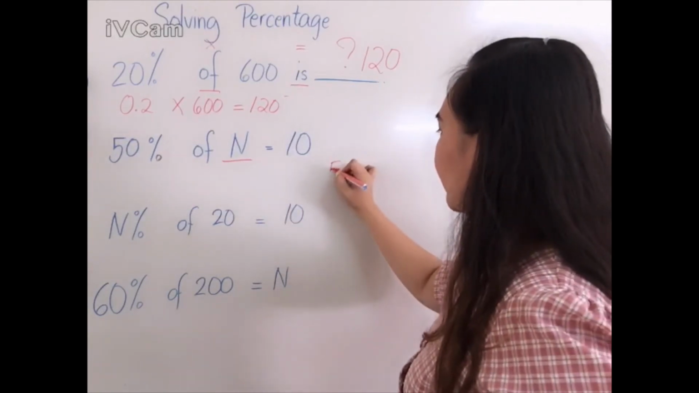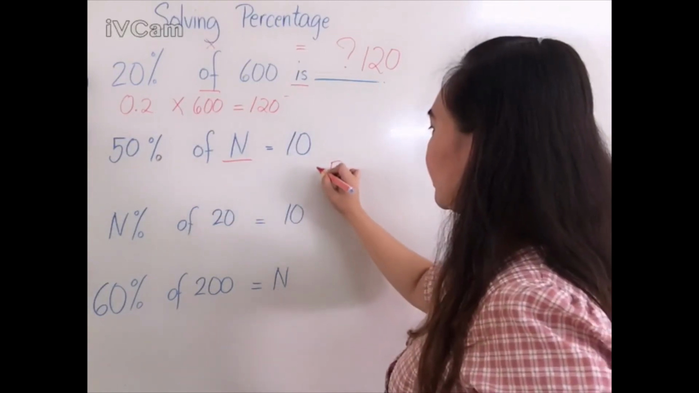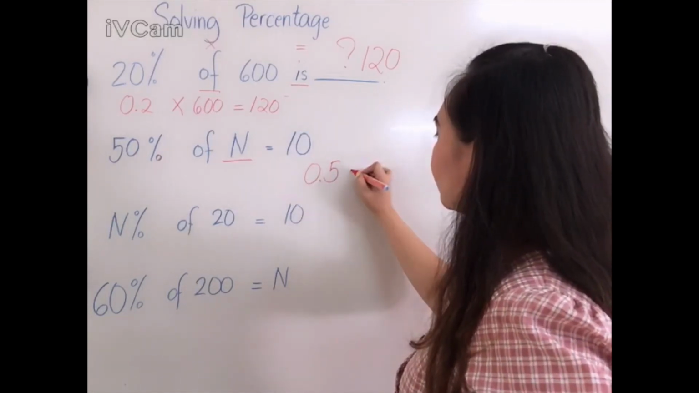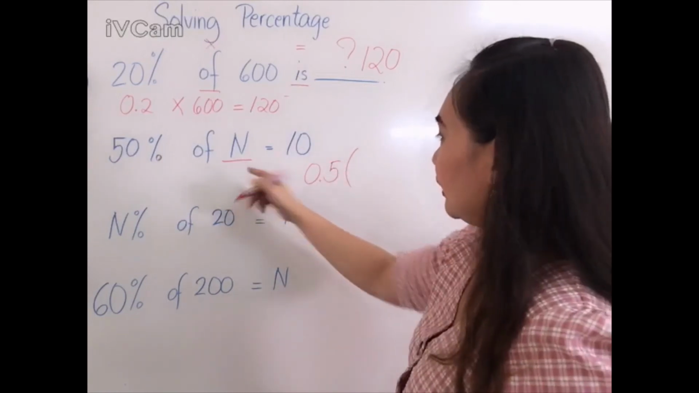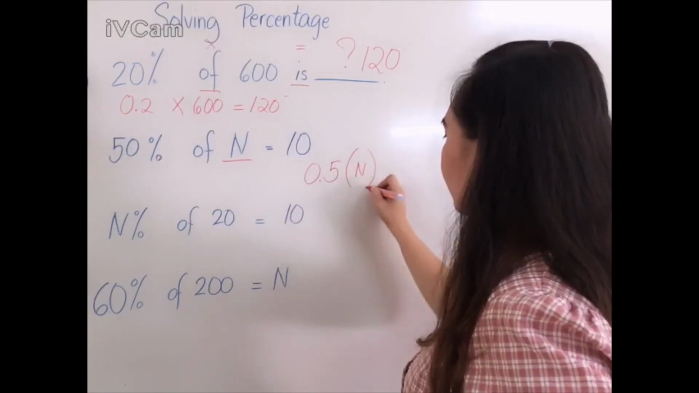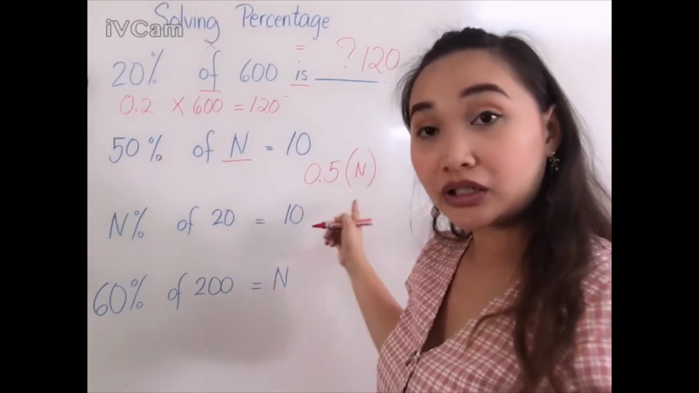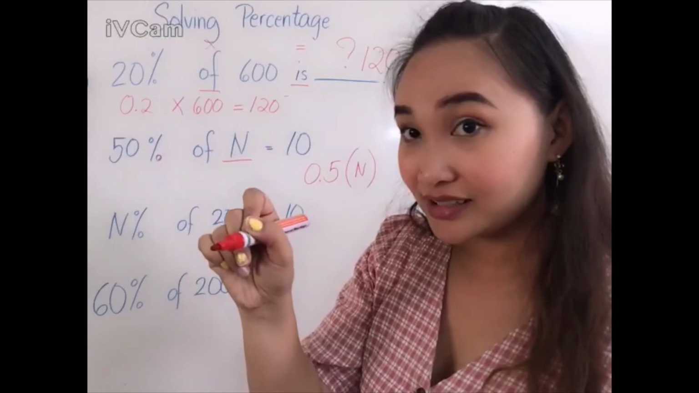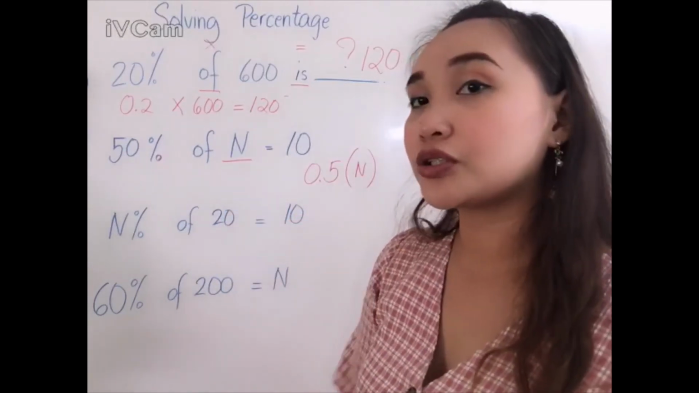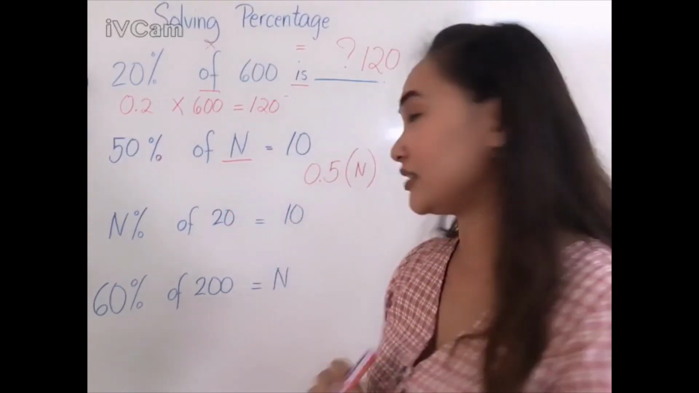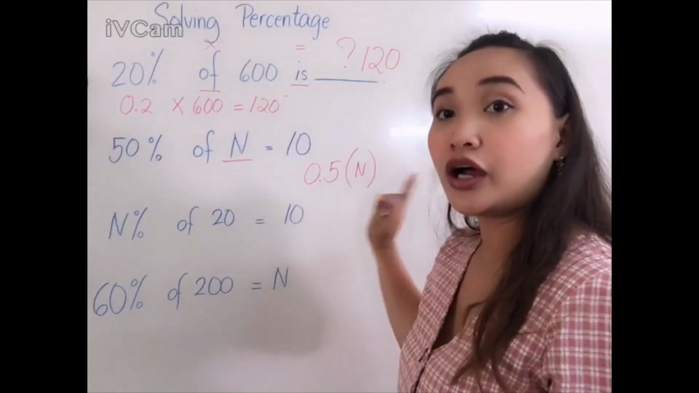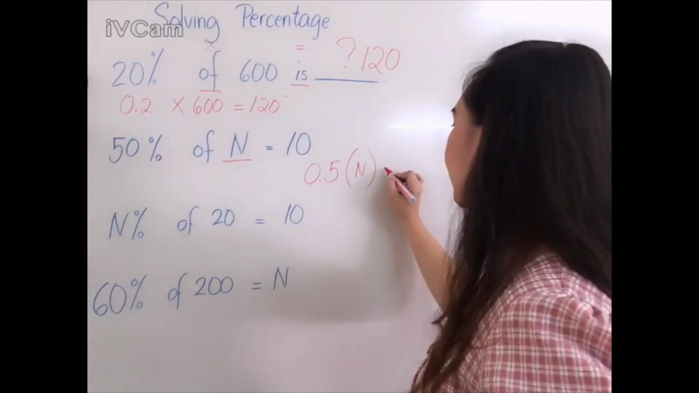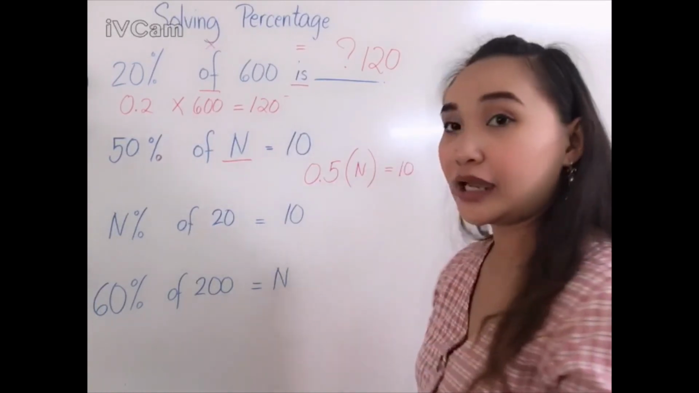So again, we have 50, so that is 0.5 times n. You can use open and close parentheses for multiplication. We can use x for multiplication. We can use also a dot for multiplication, right? So this one I used parentheses, open and close parentheses. All right, that is equal to 10.